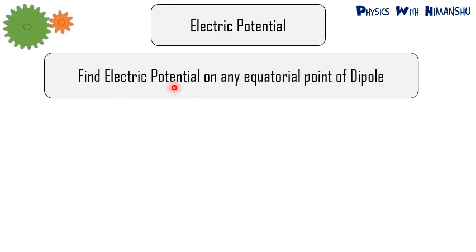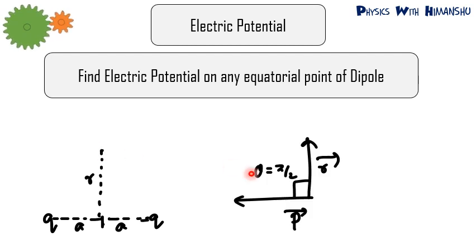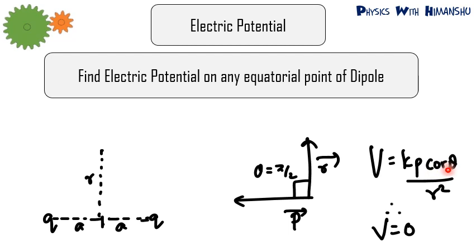Suppose the question is find electric potential on any equatorial point of dipole. Suppose we have a dipole q, minus q, a, and this is the equatorial point. So dipole moment will be from negative to positive. So this is the dipole moment, and joining this point P with the center, we have R vector. If you'll see, the angle between R and P is theta equal to pi by 2, and formula of potential is Kp cos theta by r square. So cos pi by 2 is 0, so potential at any equatorial point is 0.